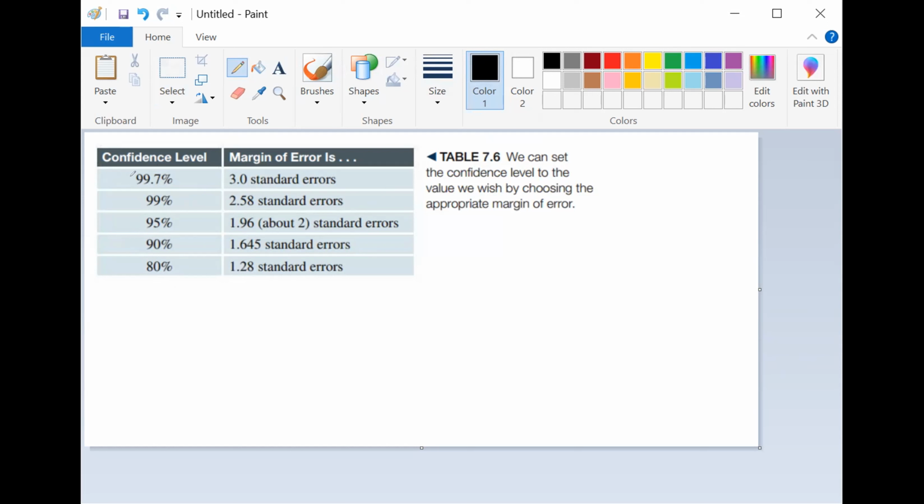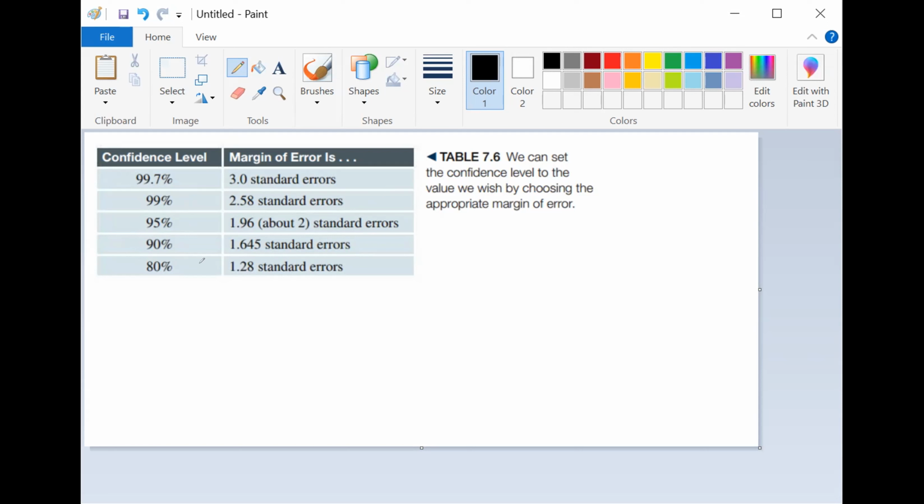If you want the 99.7% confidence level, that's 3 standard deviations or 3 standard errors. If you want 99%, use 2.58. If you want 95%, you should use 1.96, or roughly 2. You've noticed we've been using 2 for 95%, but 95% actually goes with 1.96. For a 90% confidence level, you'd use 1.645 standard errors. And for 80%, 1.28.